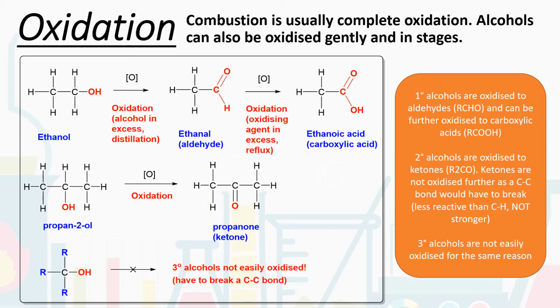If we do the oxidation where the alcohol is in excess under a distillation apparatus, then that's ethanol to ethanal, the production of the aldehyde. If we oxidize our alcohol or our aldehyde using our oxidizing agent, this O in brackets, in excess, and we do it under reflux, then we produce the carboxylic acid. And we'll see on another slide some of the practical details. Secondary alcohols get oxidized to propanone, and typically that's done under reflux. We don't have to worry so much about conditions because that's the only product we can get. And tertiary alcohols aren't easily oxidized.